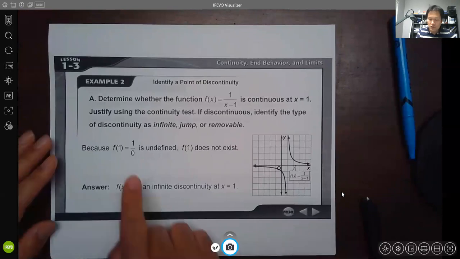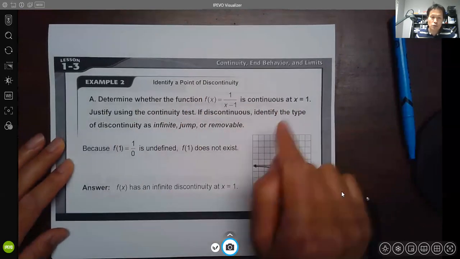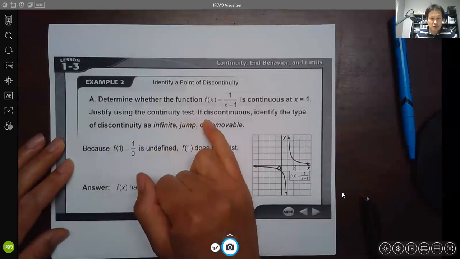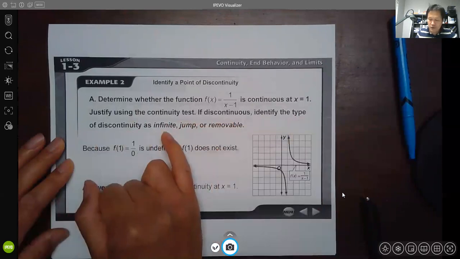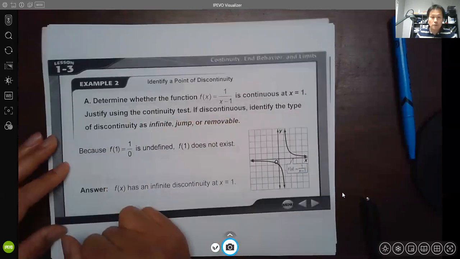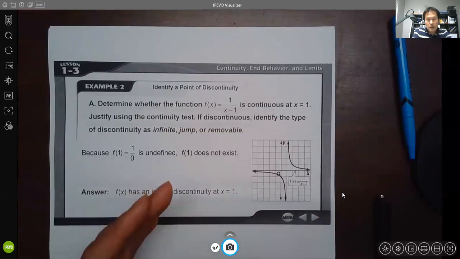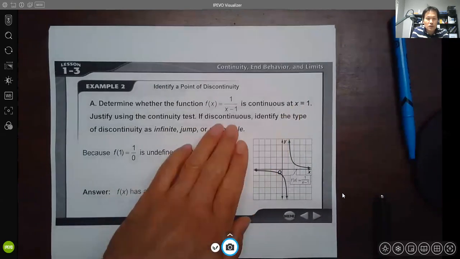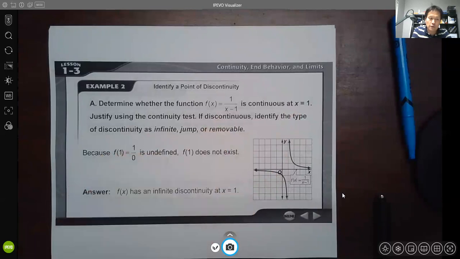Okay, determine whether the function is continuous at x equal to 1. Justify using the continuity test. If discontinuous, identify the type of discontinuity: infinite, jump, or removable. So not only do you have to say whether it is continuous at x equal to 1, if it's discontinuous, you have to say what type. Is it infinite, jump, or removable?